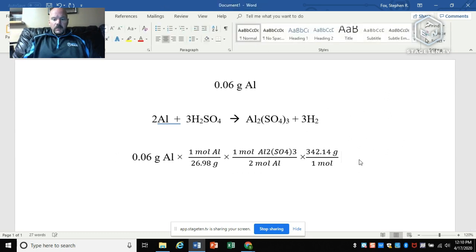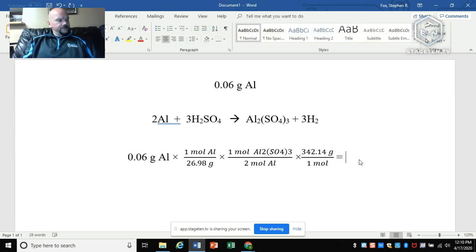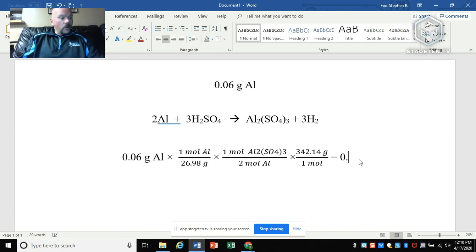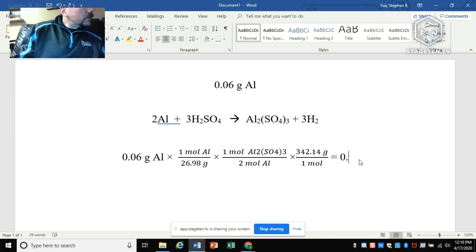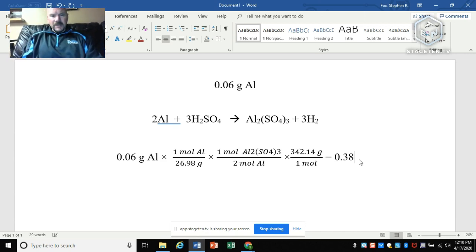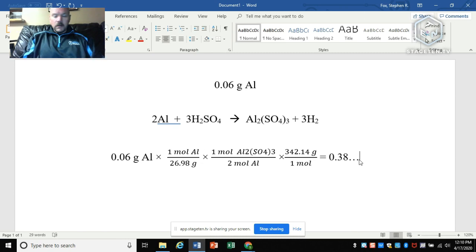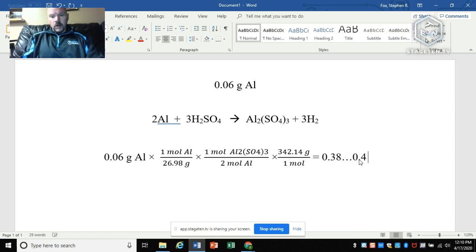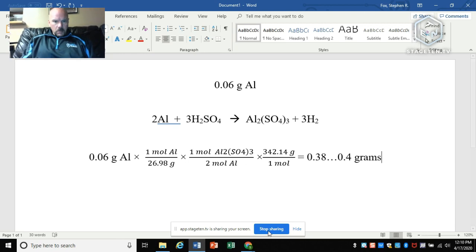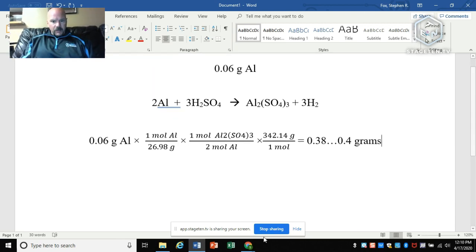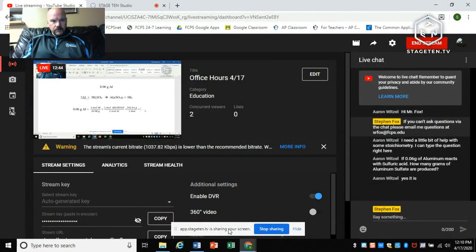Okay, so then we do the math: 0.06 divided by 26.98 divided by 2 times 342.14, and we get 0.38. But I think we have to end up rounding to 1 significant digit, so 0.4 grams. Okay. And so that would be the final answer for that question.